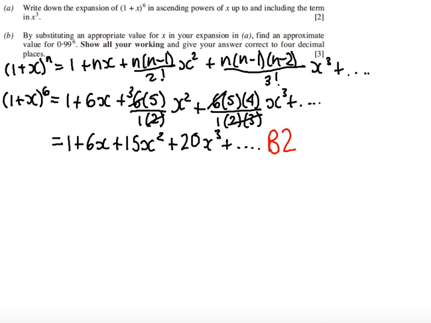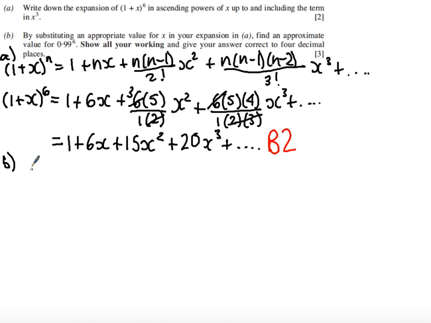Part B, so that was part A. Part B says by substituting an appropriate value for x into the expansion for A, find an approximate value for 0.99 to the power of 6. We've got to show all the work in and give an answer correct to 4 decimal places.